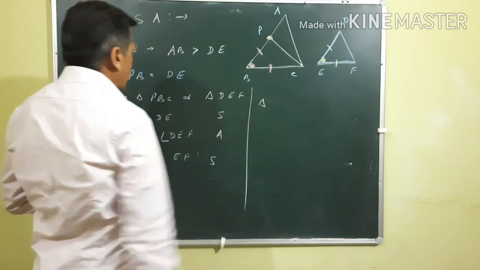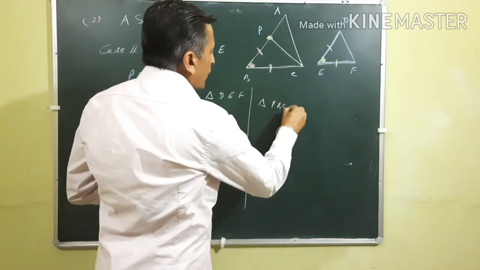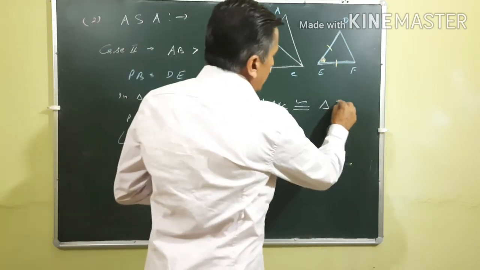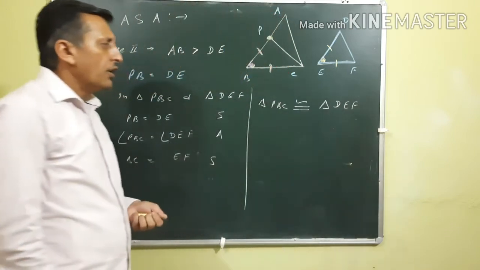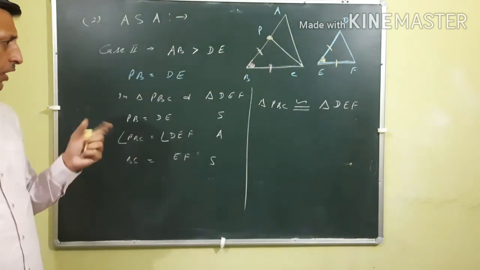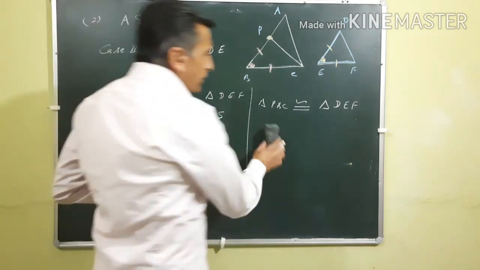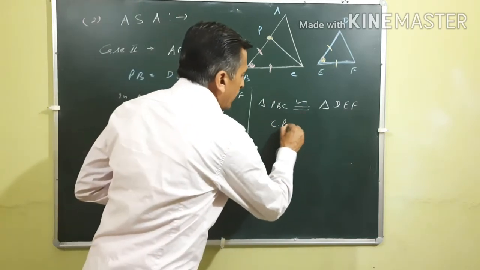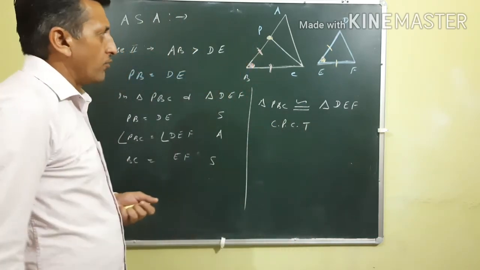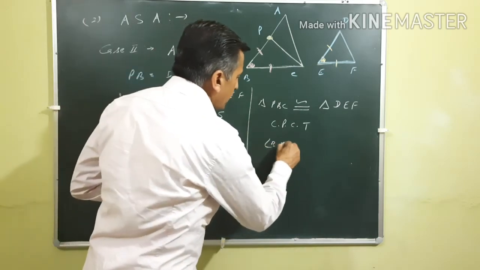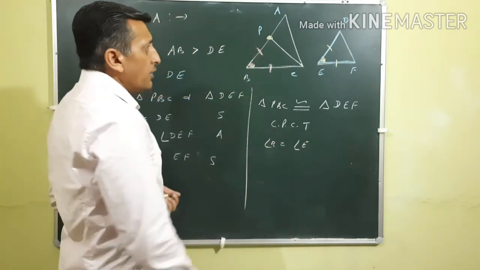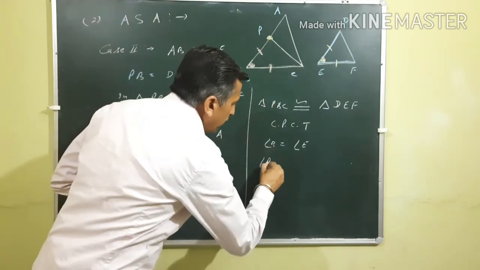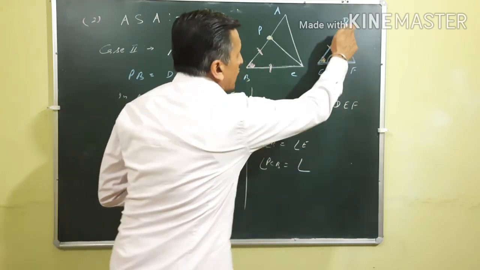So you can say that triangle PBC is congruent to the other triangle DEF. Okay, so these two triangles are congruent. Now, what was the problem here? See, if these two triangles are congruent, then you can use your CPCT rule. By CPCT, their corresponding parts are equal. That means angle B is equal to angle E. Similarly, you can say that angle PCB is equal to angle DFE.